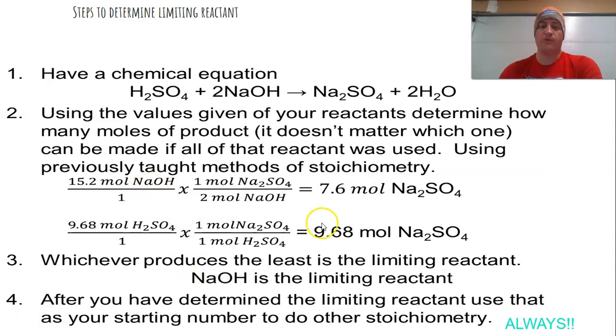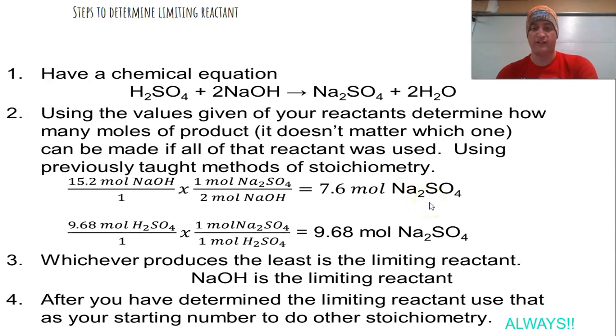An alternative way is to take one of the reactants and see how much of the other reactant you would need. That is valid. However, you have to then think about, do I have enough? Yes, I do. Therefore, the other one is the limiting reactant, or no, I don't. So now this other one I translated it to is now the limiting reactant.